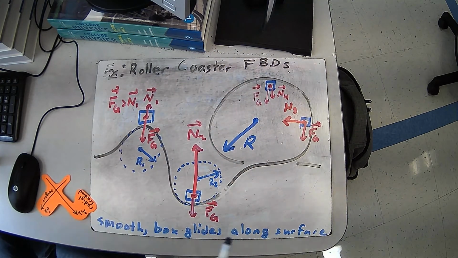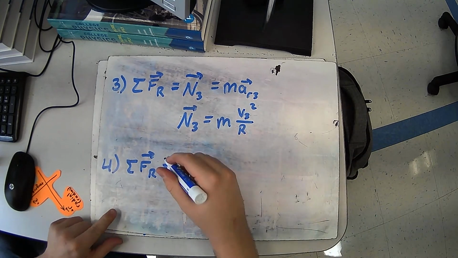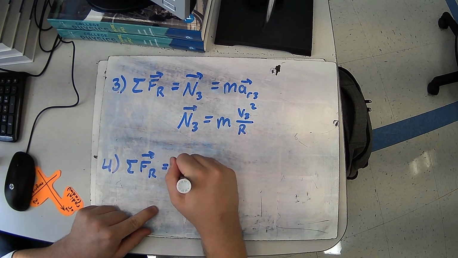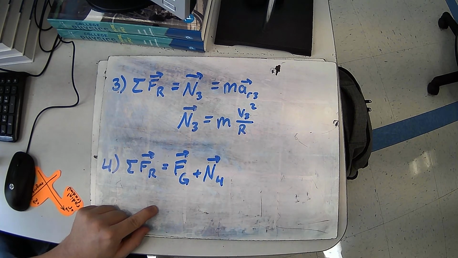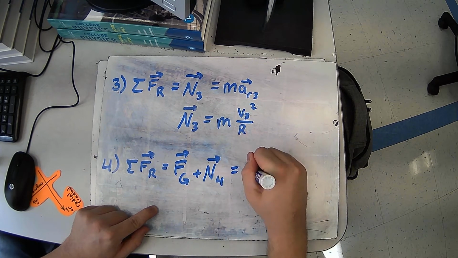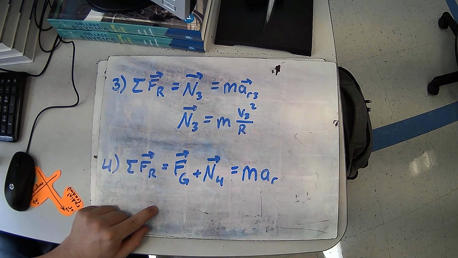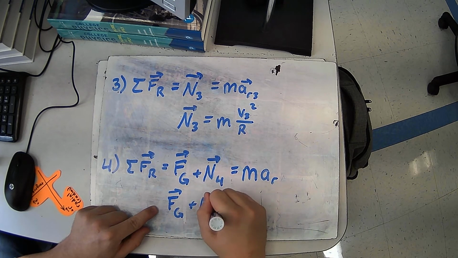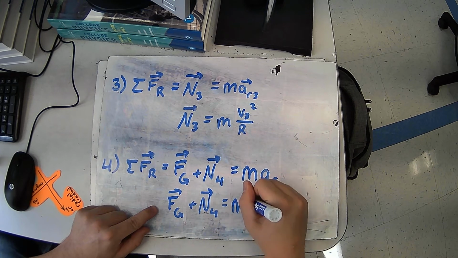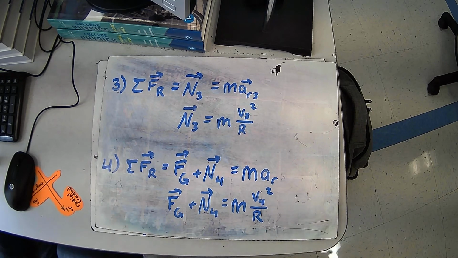And so the sum of the forces there is equal to the sum of the gravitational force and the normal force 4, because both of those forces point in the same direction. And that's got to equal mass times acceleration in the radial direction. The gravitational force plus the normal force 4 is going to be equal to mass times the speed at position 4 squared divided by the radius of curvature of that loop, which we called capital R.